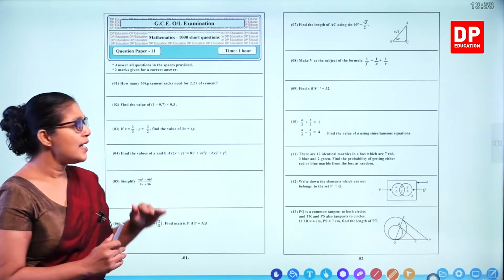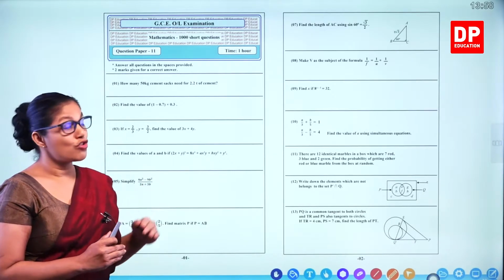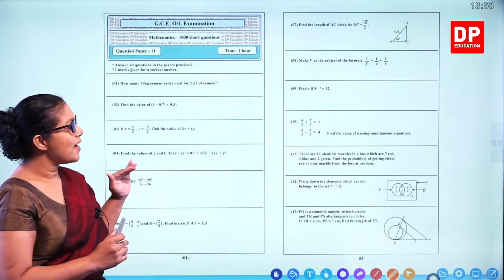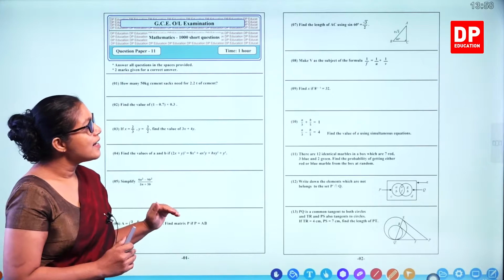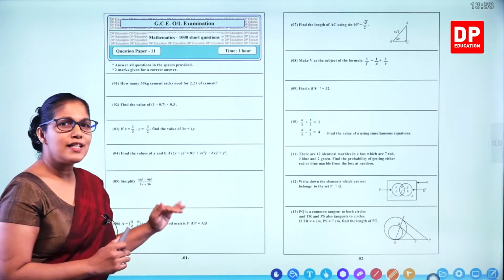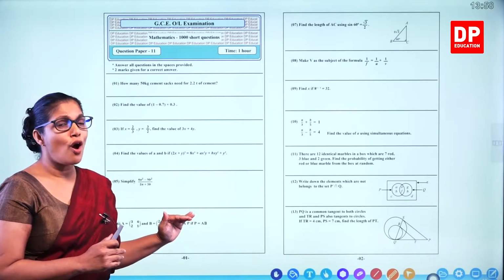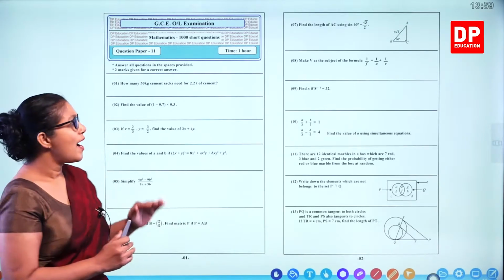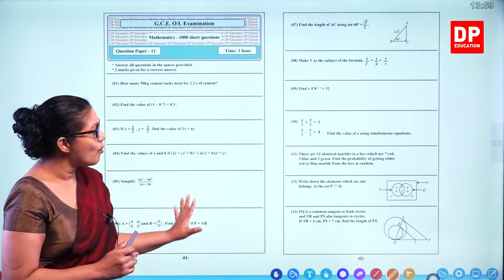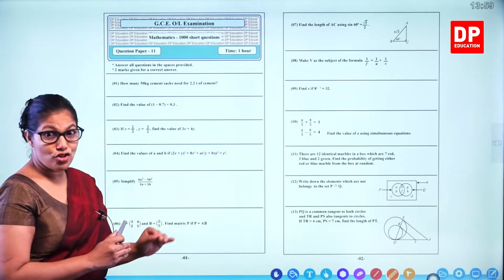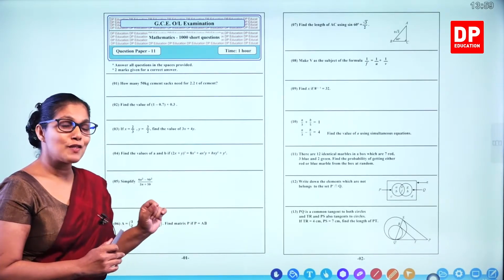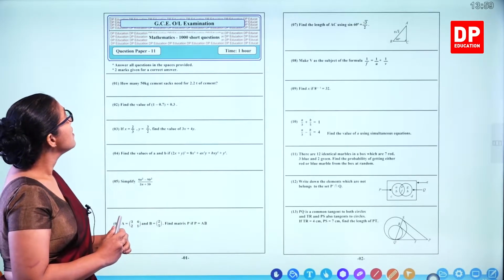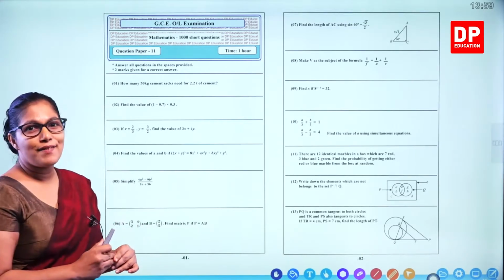Now you know the pattern of getting short questions in your O-Level exam. So make sure that you do it and check your answers. All these questions are relevant to your O-Level syllabus. Before your exam, I hope that you will follow all these instructions and do the first paper properly. So let's do question paper 11.